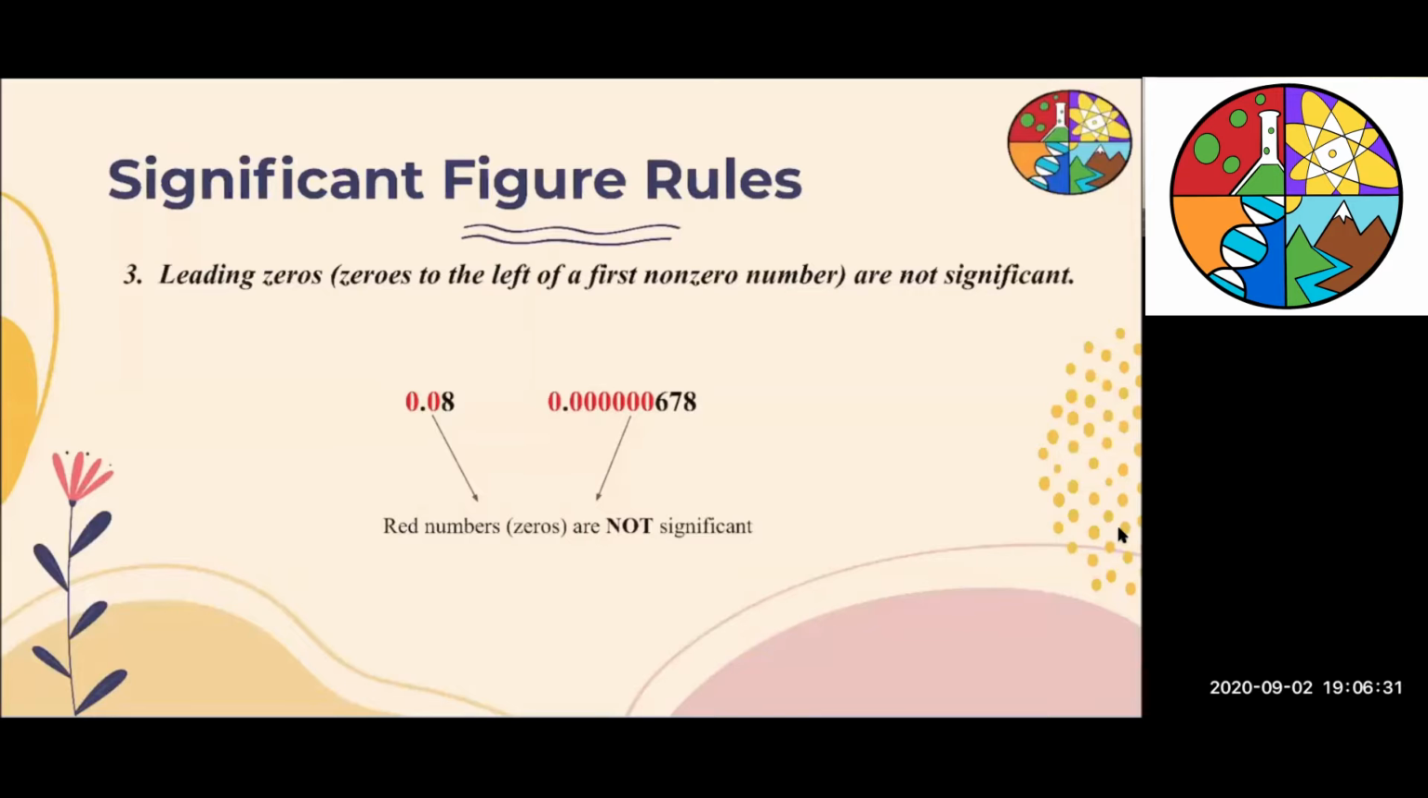Your third rule is that leading zeros, to the left of the first non-zero number, are not significant. Like you can see here, the 2 zeros before the 8, those zeros don't count. So this is one significant figure. All these zeros here, I'm not going to count them. I think it's like 7. They also do not count. So you only have 3 significant figures for this number. Questions?